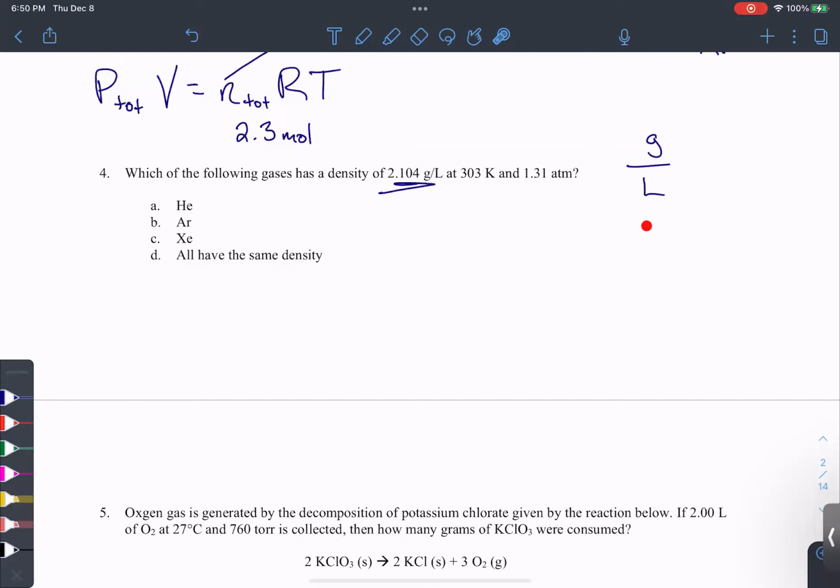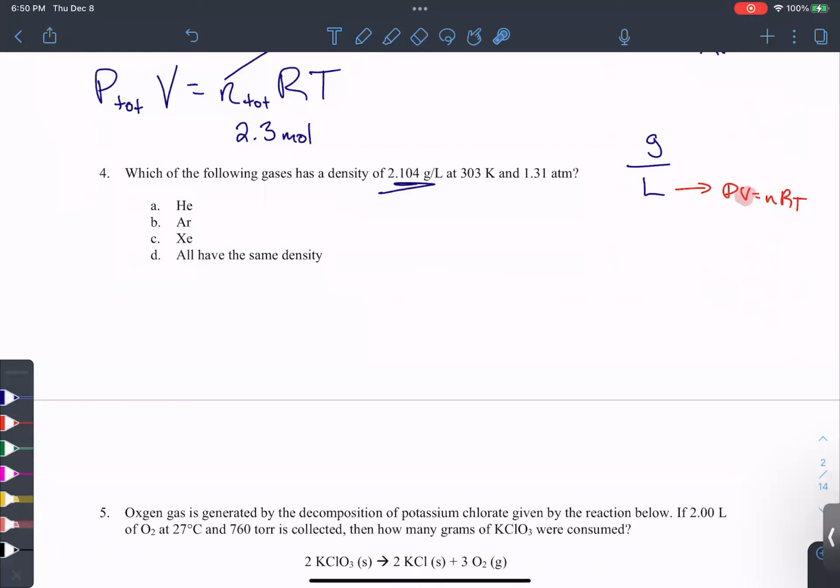So volume, isn't that a component of PV equals nRT? That's what I'm going to do. I'm going to figure out what the volume of one of the gas samples is to get the denominator. I'll use PV equals nRT, so it's the V component there. The problem is, where do I get grams? We need to make an assumption here.